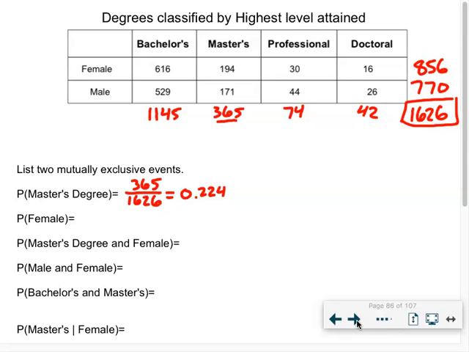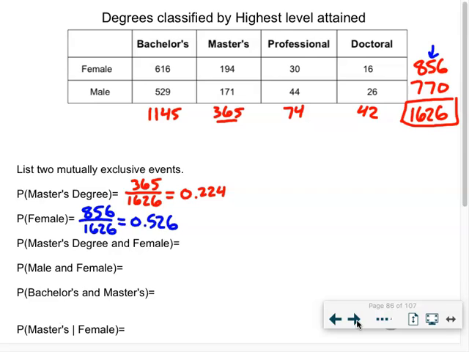The probability that they're female, again, the word given is nowhere to be found. So I just need to find the female row and the number which represents the total number of females. So there's 856 females. There's 1,626 people total. So that would amount to 0.526.